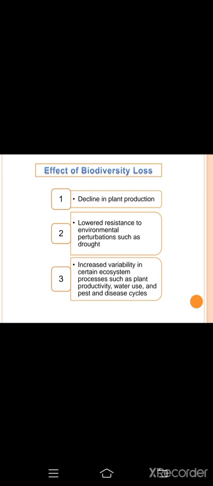Increased variability in certain ecosystem processes such as plant productivity, water use and pest and disease cycles. The ecosystem keeps getting damaged. So plant production becomes less, water usage will be more but water will not be available, and pest and disease cycles go on increasing. Different types of diseases are formed, different types of pests are formed which harm the environment.